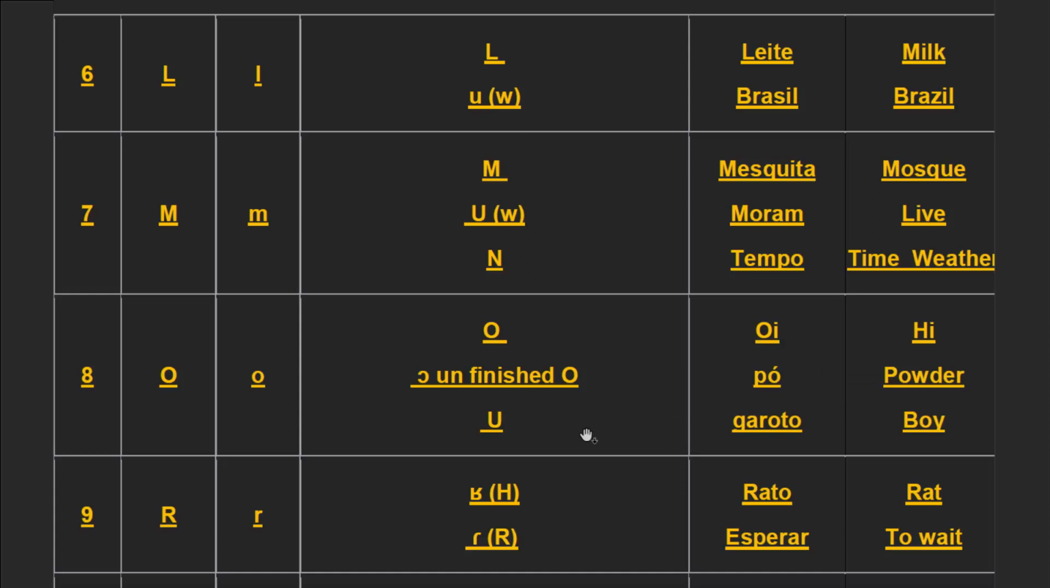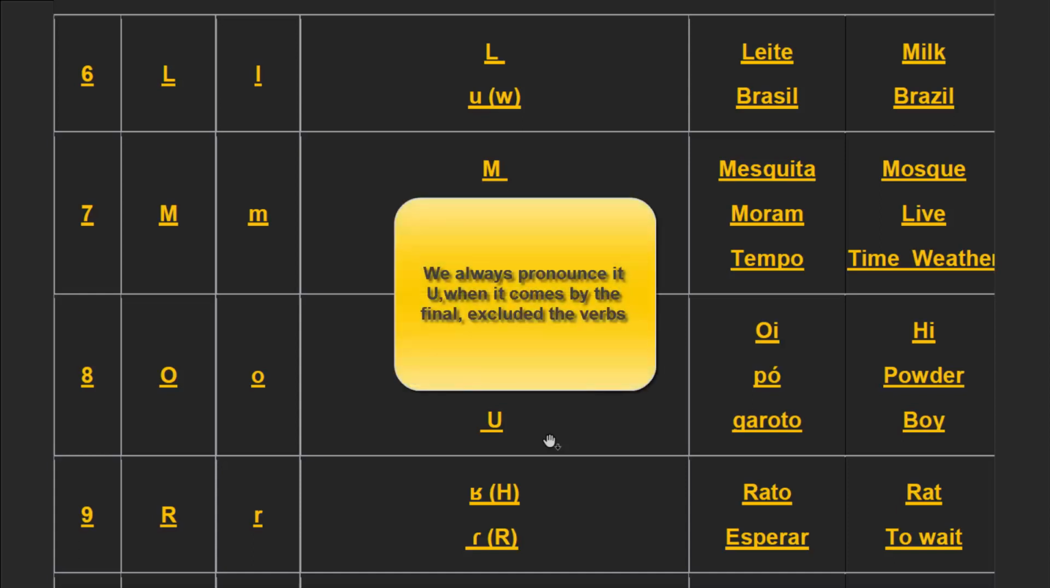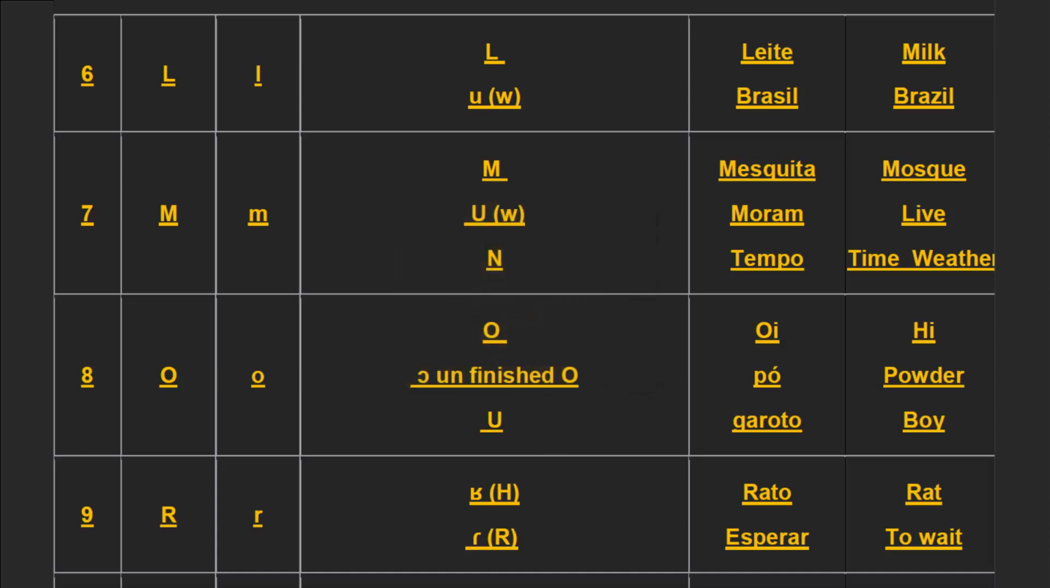The second pronunciation for this letter is unfinished O. So it's not a complete O. The example that we have here is the word powder, which means in Portuguese pó. The third pronunciation for this letter is pronounced as oo. Always, when it comes by the end of the word, it's pronounced as oo. The example that we have here is the word boy, which means in Portuguese garoto.